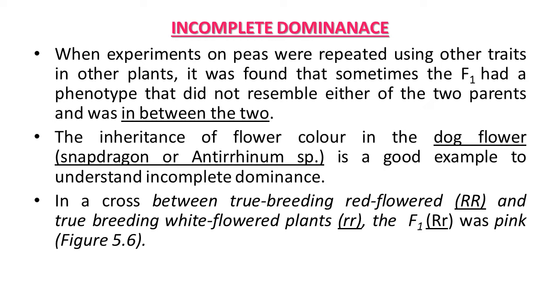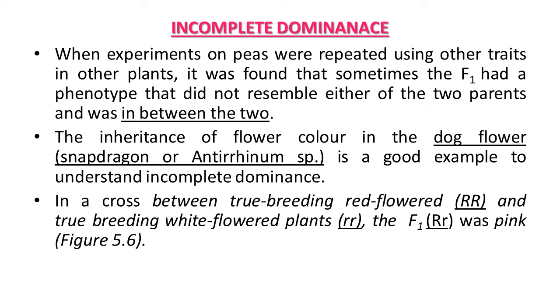When experiments on peas were repeated using other traits in other plants, it was found that sometimes the F1 had a phenotype that did not resemble either of the two parents and was in between the two. It means that if the F1 generation is developed from the parents P1, the characteristics of the F1 generation are not the same as their parents but are a fusion of two types of characteristics, in between the two characters. A new character is observed in the F1 generation.